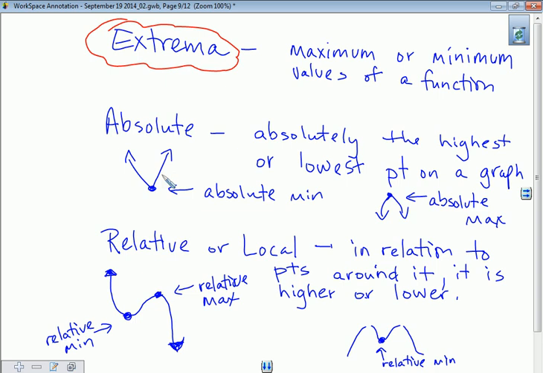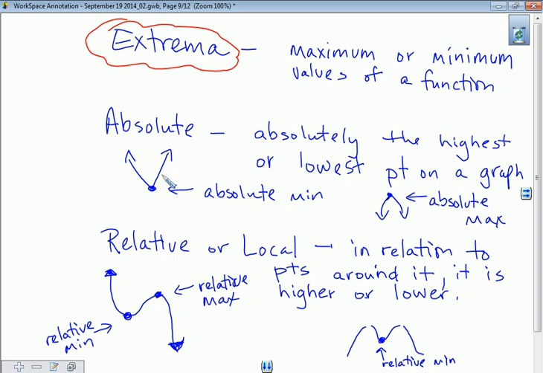But it's not the lowest point on the graph, is it? Because the graph goes down forever over here. So that's just a relative min. Relative to the points around it, it's the lowest point. And this peak right here, this mountaintop, this is a relative max, because relative to the points on either side of it, it's higher. So that's considered a relative max.